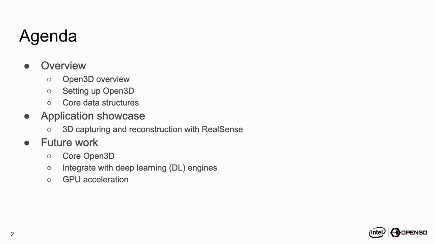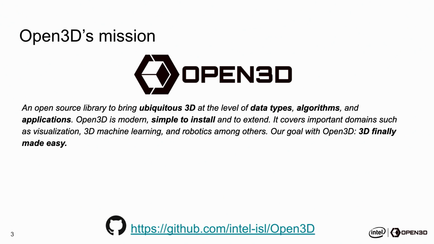Okay. So for the agenda today, we first are going to give an introduction and overview of Open3D. We're going to see how Open3D can be set up and go through the data structures that Open3D has. Then we will showcase an application actually combining Open3D with RealSense for a scene reconstruction application. Then we go to future work. We're going to discuss what will be the next exciting thing that will be available in Open3D.